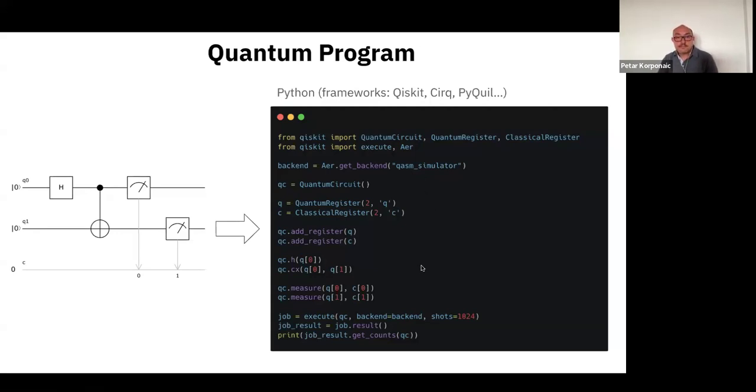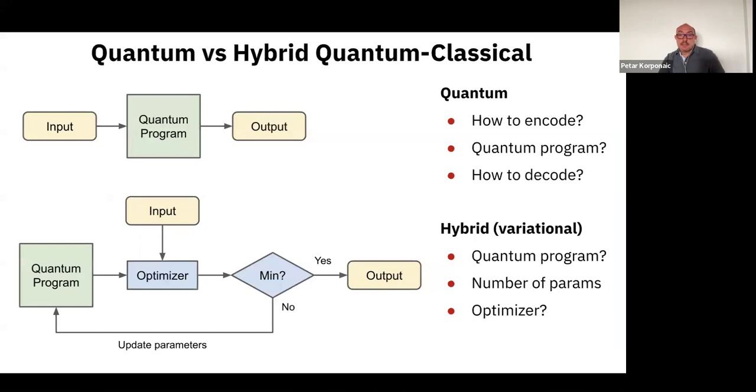And you perform 1024 shots in this case. So you repeat this 1024 times, and every time you measure, and then you get sampling results as output, which I print here. So this is just a small hello world quantum computer example. And this is how you program quantum computers.